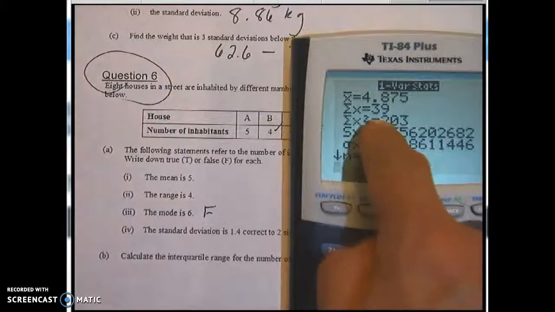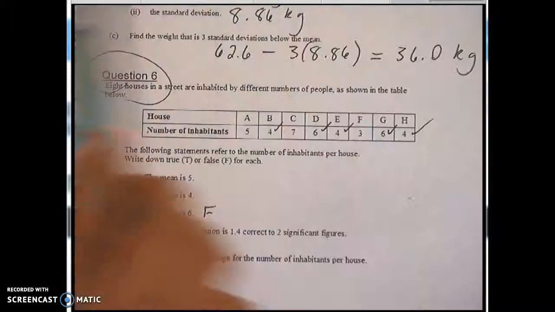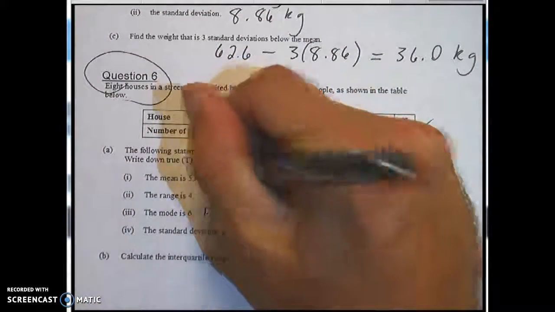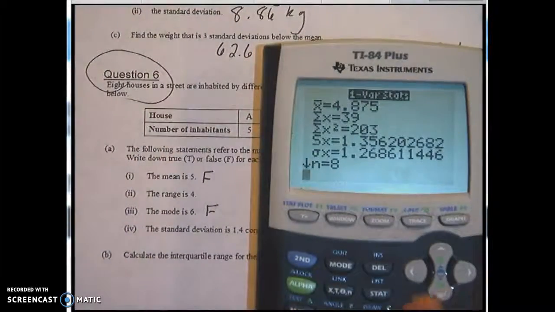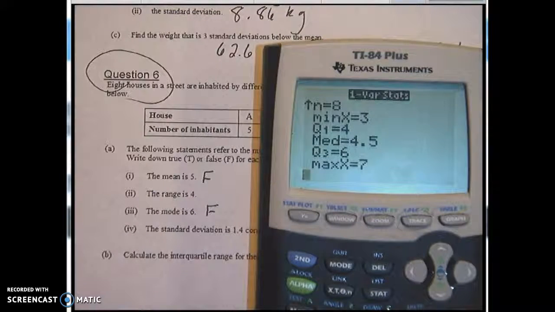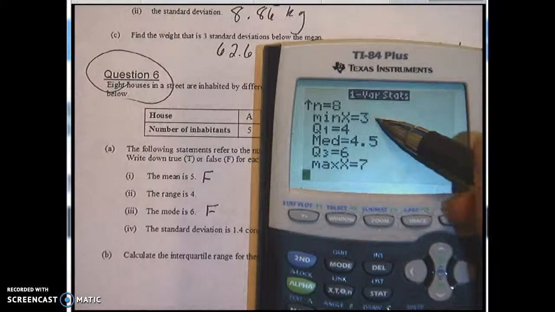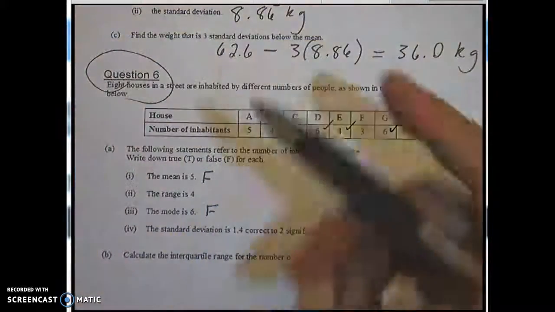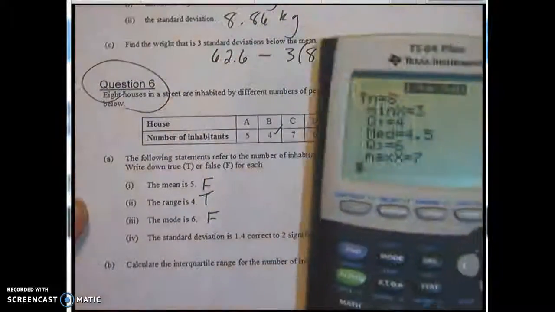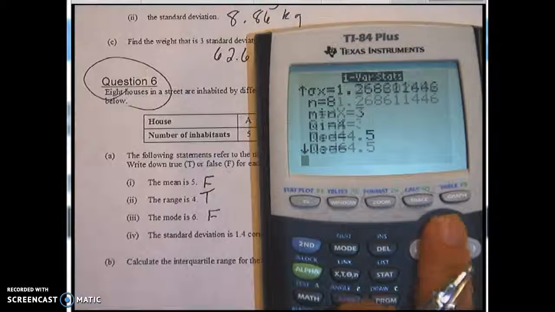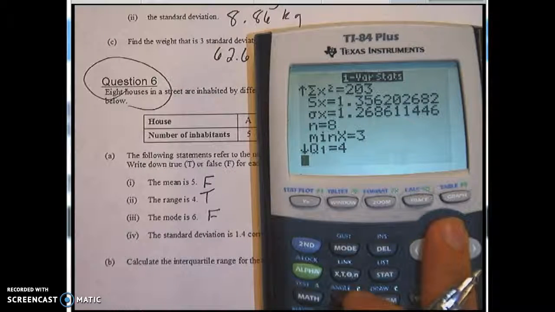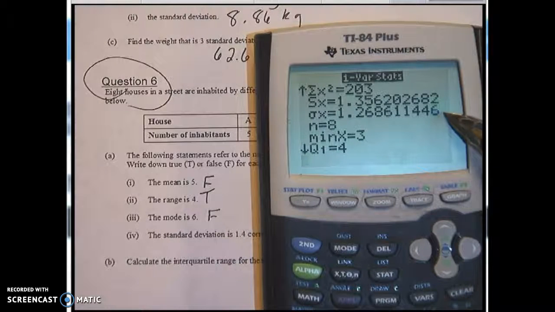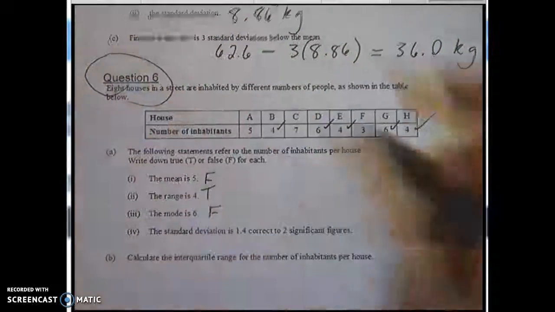The mean is 4.875. It is not 5. That's a false. The range is the highest minus the lowest. So 7 minus 3, that's 4. The range is 4. That's true. And the standard deviation is 1.4 correct to 2 significant figures. Well, that one's false because it's, I'm sorry, 1.3 to 2 significant figures. So that one's a false.